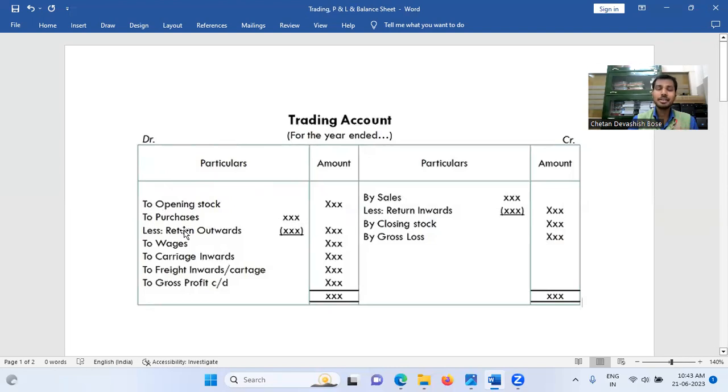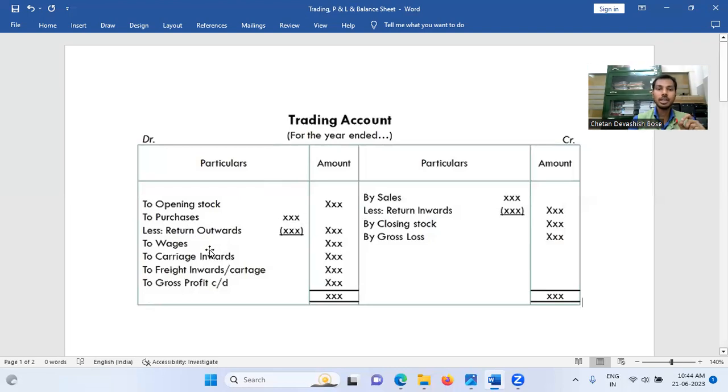But what if I return some raw material? The reason might be that they are not of good quality, or else they have been over-ordered. Those purchases would be reduced from the actual purchase amount, known as less purchase return, technically also known as return outward. So the net purchase amount would be written in the amount column. I hope you're clear why we write purchase, because it is an expense. Why we reduce purchase return, because it is no more our purchase, because we are returning them back.